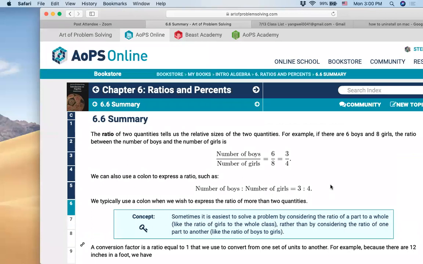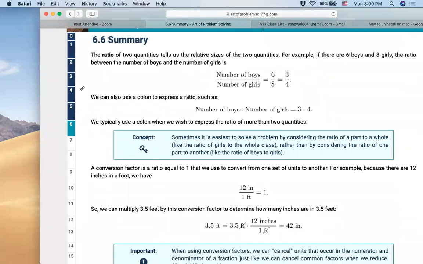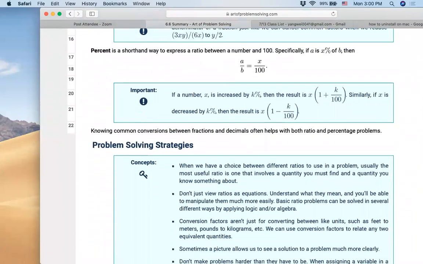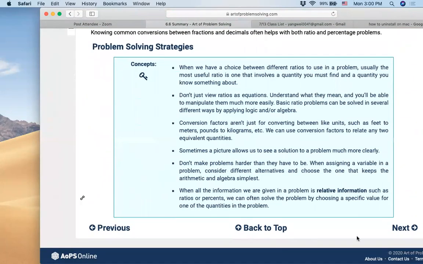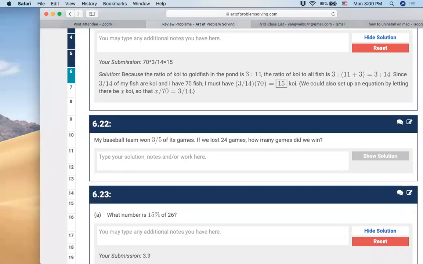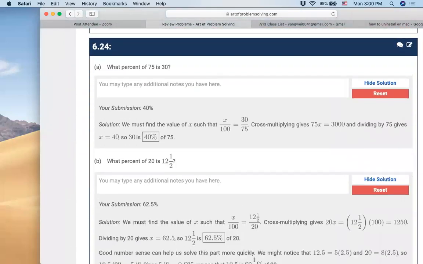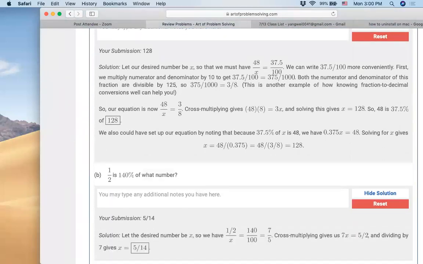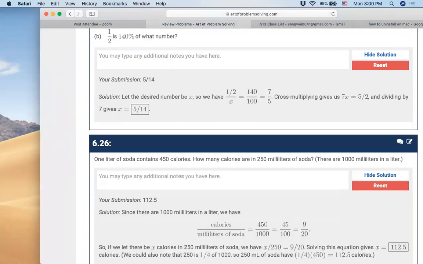So actually, we already finished this chapter, right? So that's the summary. In this chapter, we learned the ratios and percentages. You also need to finish the homework for all the review problems. Then next time, we can review some problems, and then we can go to the next chapter, chapter 7. So we can stop here.